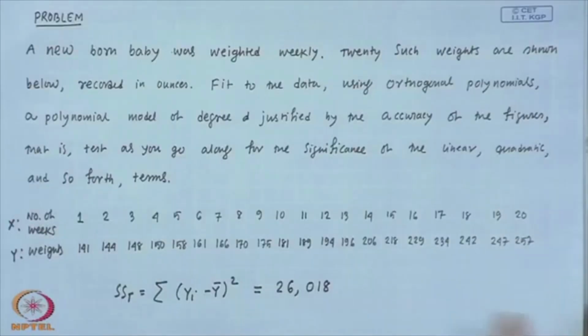If you see that alpha 1 and alpha 2 together have explained a major part of the variability in y, then you can stop at the quadratic fit. But if you see that there is still a significant part which has not been explained by the quadratic fit, then you can go for the cubic term. So, this is my SS total, and I want my model to explain this variability.